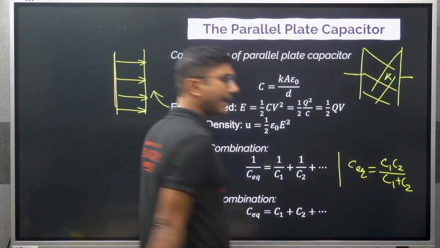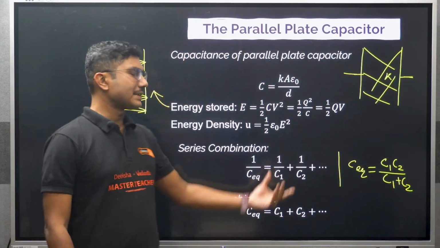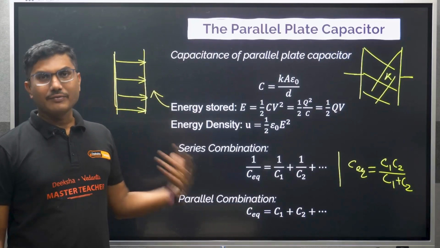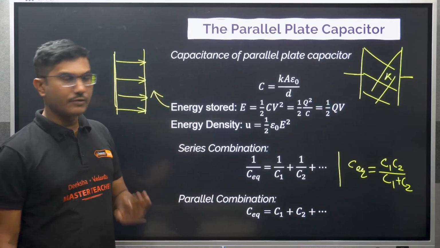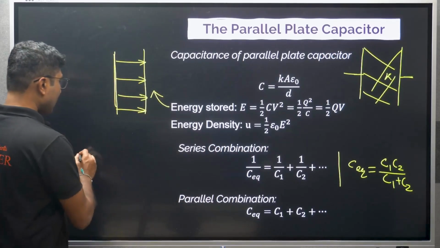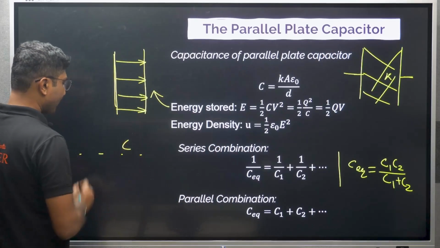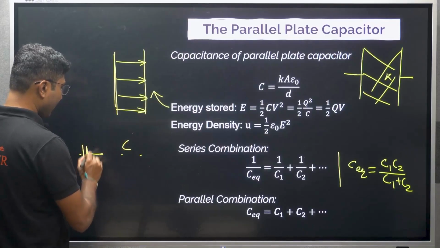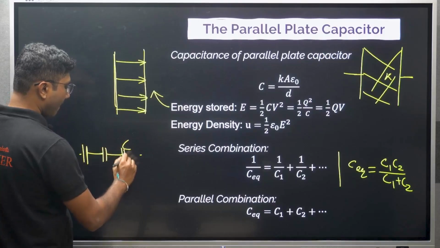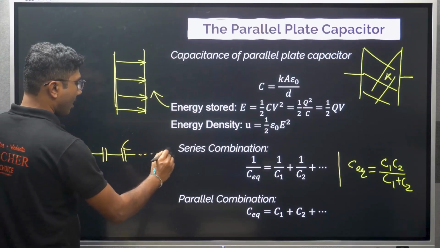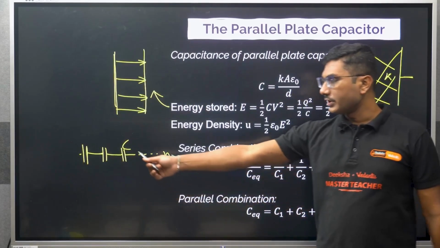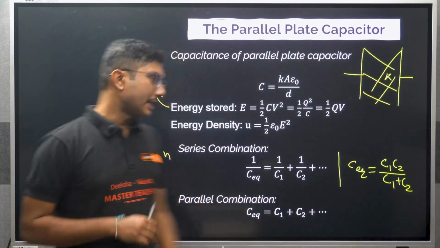And if n number of capacitors of the same capacitance are connected in series, what would be the equivalent capacitance for this particular system? Easy question. Suppose we have n number of capacitors, each having the same capacitance C, connected in series. Mention that in the comment below.